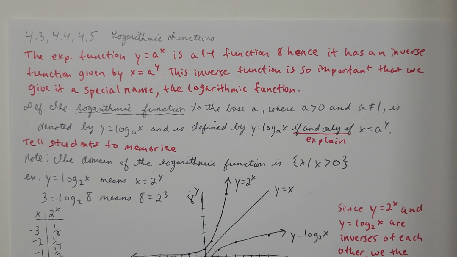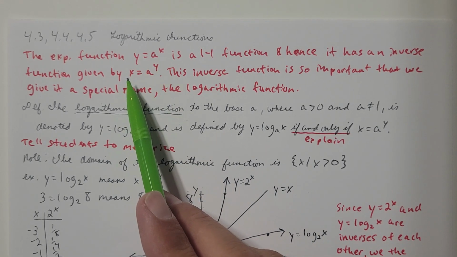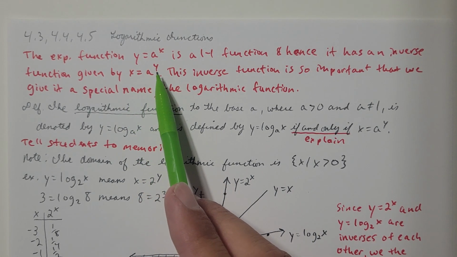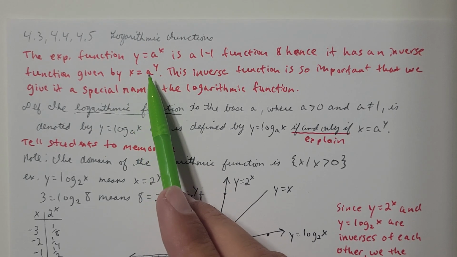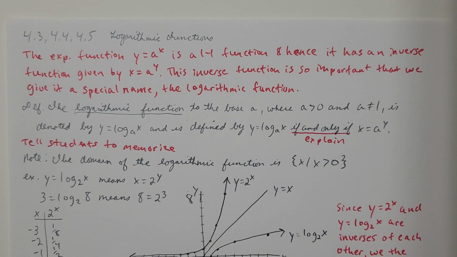It says that an exponential function, y equals a to the x, that's what we just talked about, is a one-to-one function. Okay, so remember one-to-one means that the inverse is a function. Now inverse is all about switching x and y. So if I switch x and y in this equation, I have the equation x equals a to the y. Now that inverse, x equals a to the y, is so important in math that we give it a special name. We call it the logarithmic function.